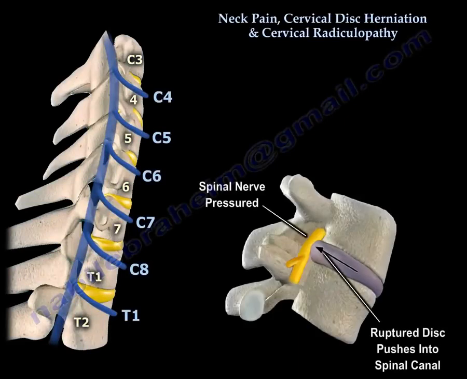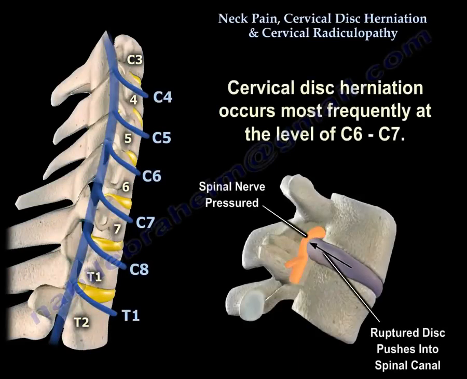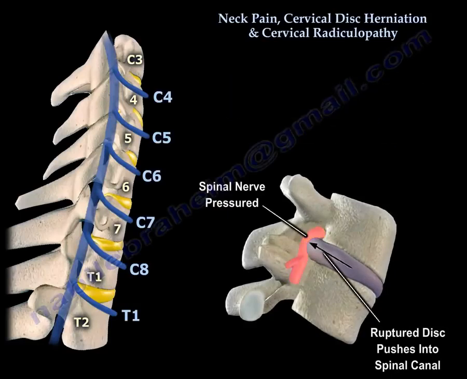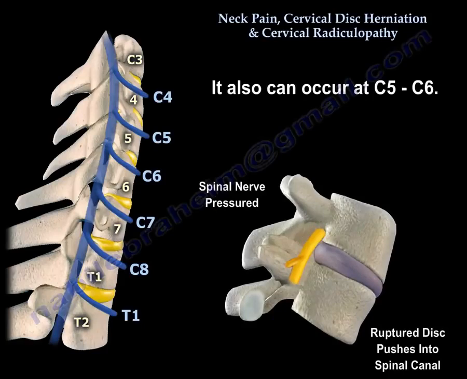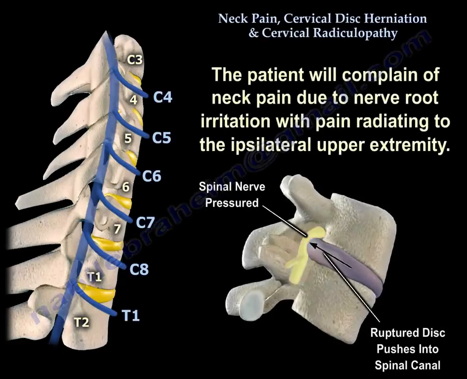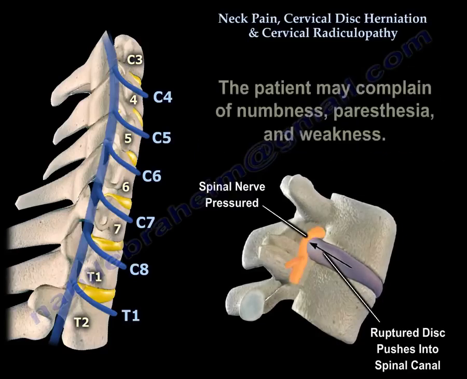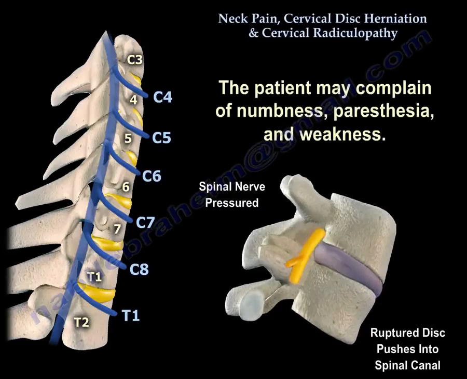Cervical radiculopathy. Cervical disc herniation occurs most frequently at C6, C7. It also can occur at C5, C6. The patient will complain of neck pain due to nerve root irritation, with the pain radiating to the ipsilateral upper extremity. The patient may complain of numbness, paresthesia, and weakness.